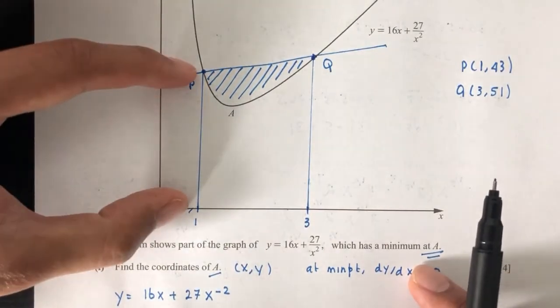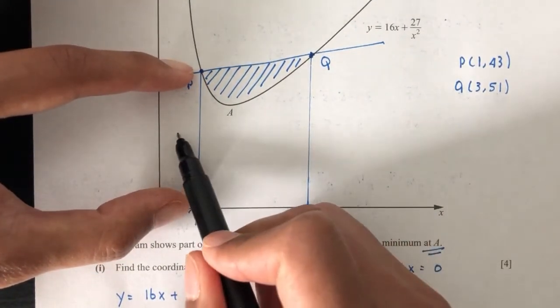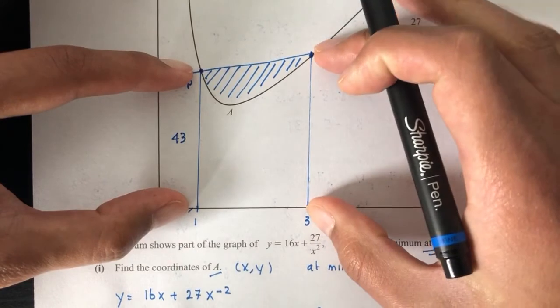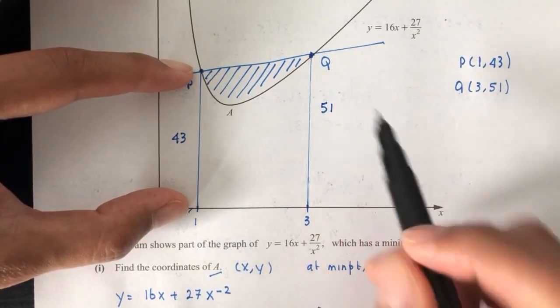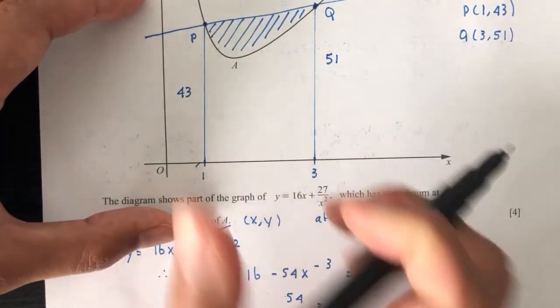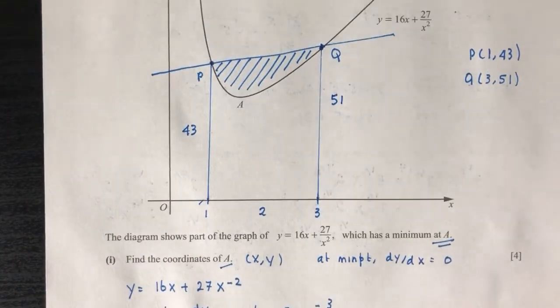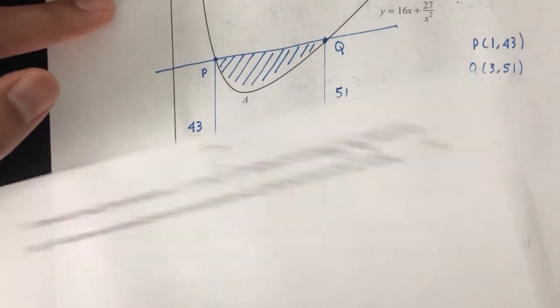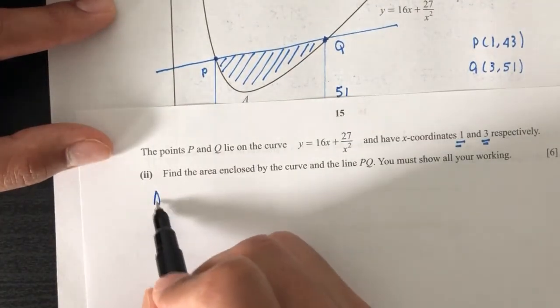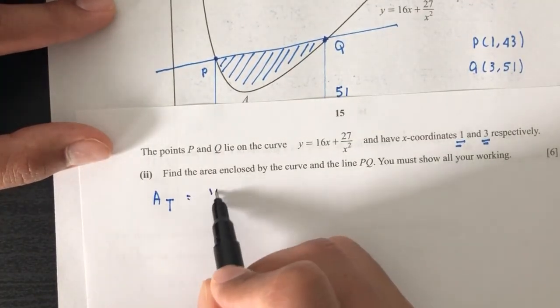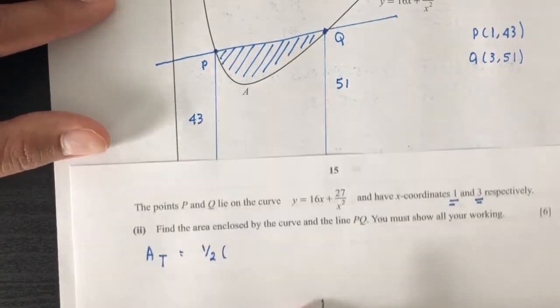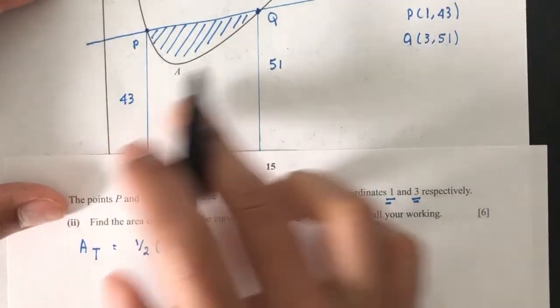So what is this height? This height here is 43. And what is this height? It is 51. And what is this distance in between? It is 2. So since we know all this, we can find area of trapezium. So let's do that. So first one, area of trapezium is equal to half times sum of both sides. That will be 43 plus 51.